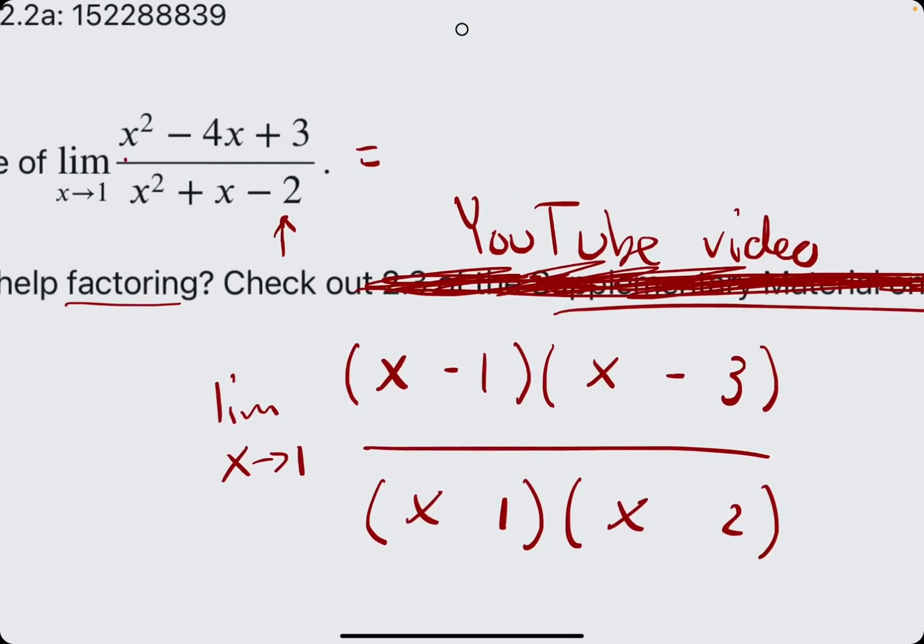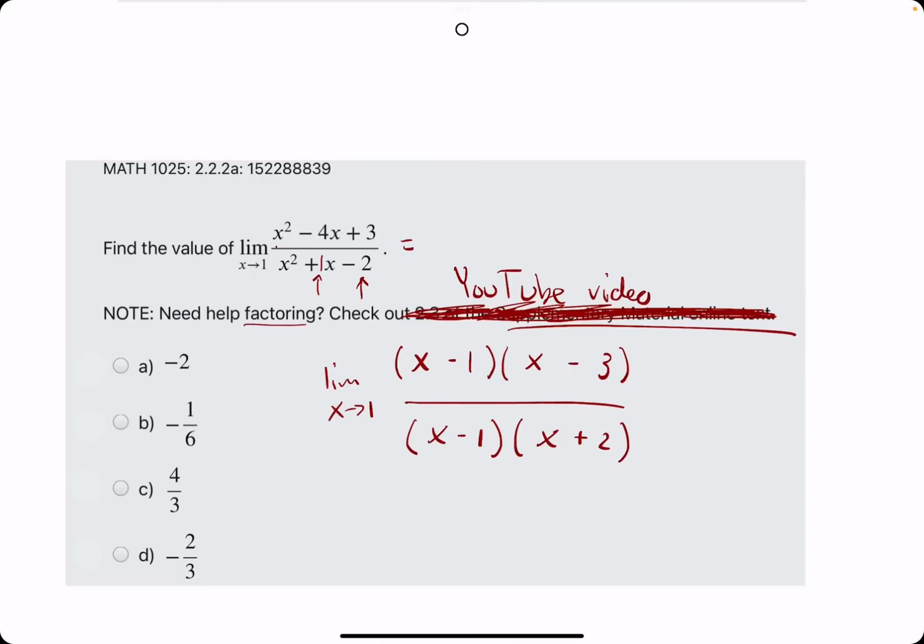So we need 1 and 2 to add to +1, because that's the coefficient for the x term. If we have -1 plus 2, that gets us to the positive value. So -1 plus 2 is +1. All right, let's keep going.